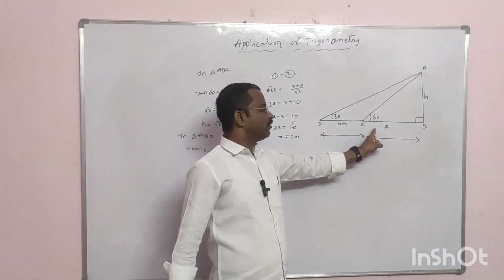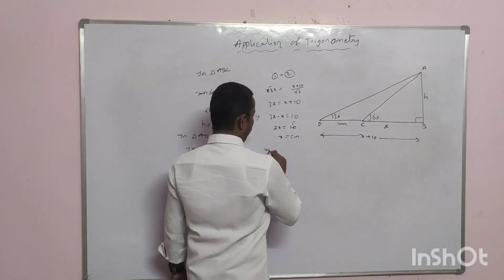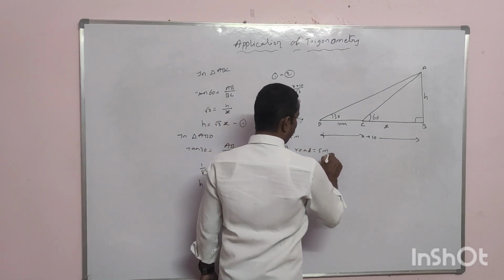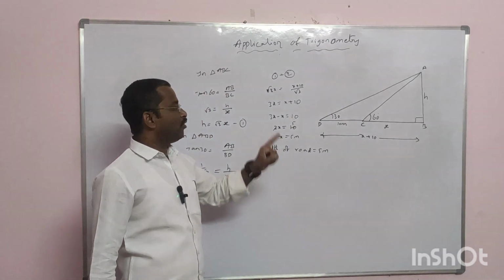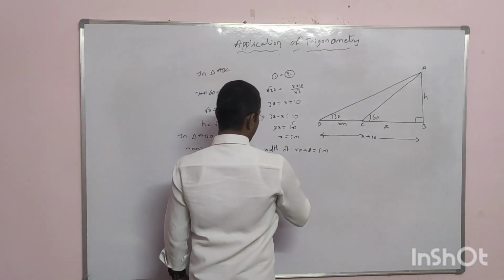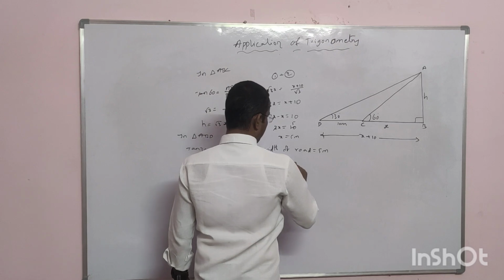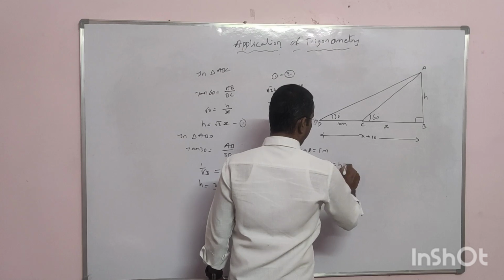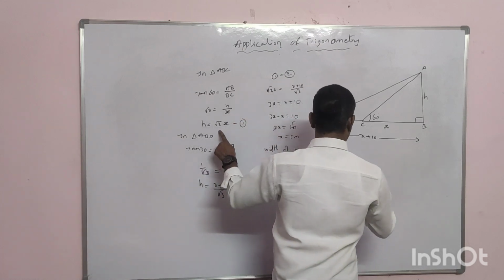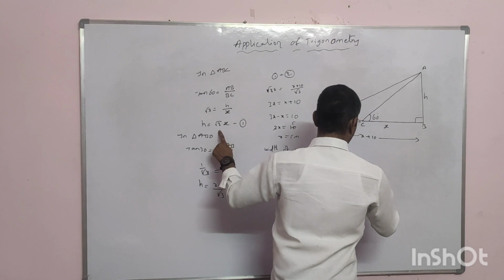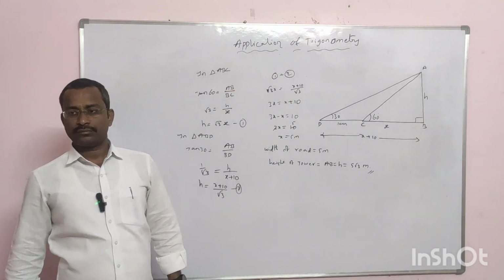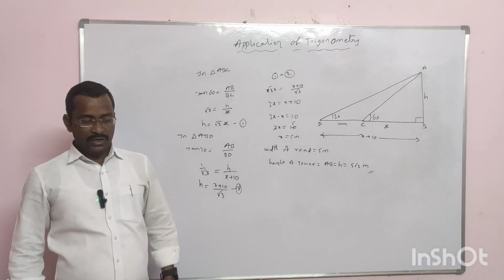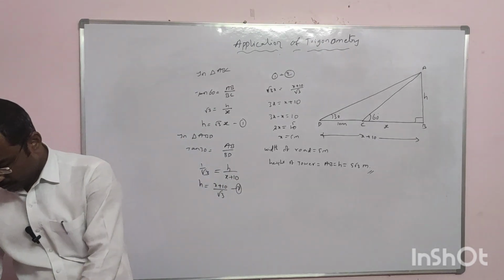So what do you mean by x? Width of the road. Just conclude it. Width of road is equal to 5 meters. On the other hand, what he wanted to find? AB. Height of tower is equal to AB, that is equal to H, which is root 3 x, that means 5 root 3 meters. This is what he wanted to find. That is one type of question.